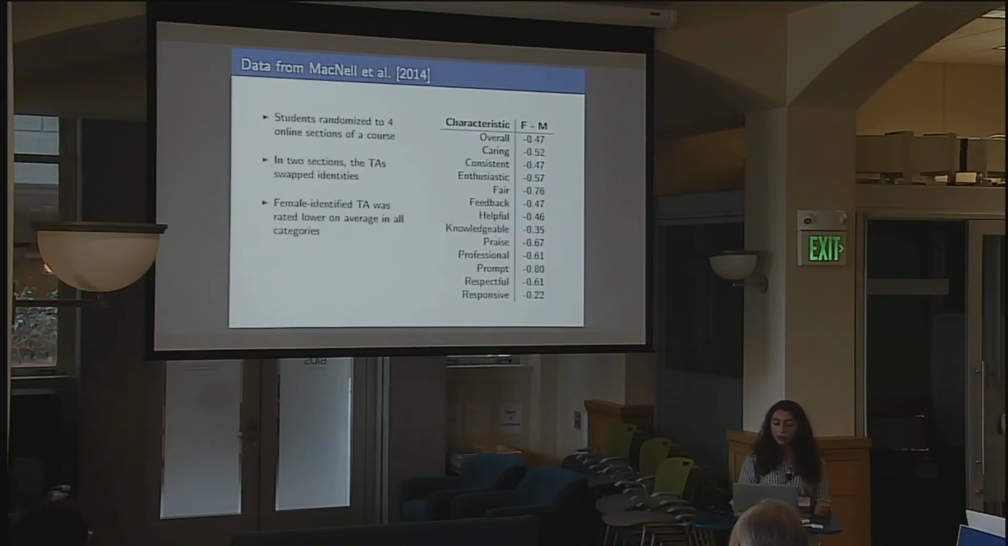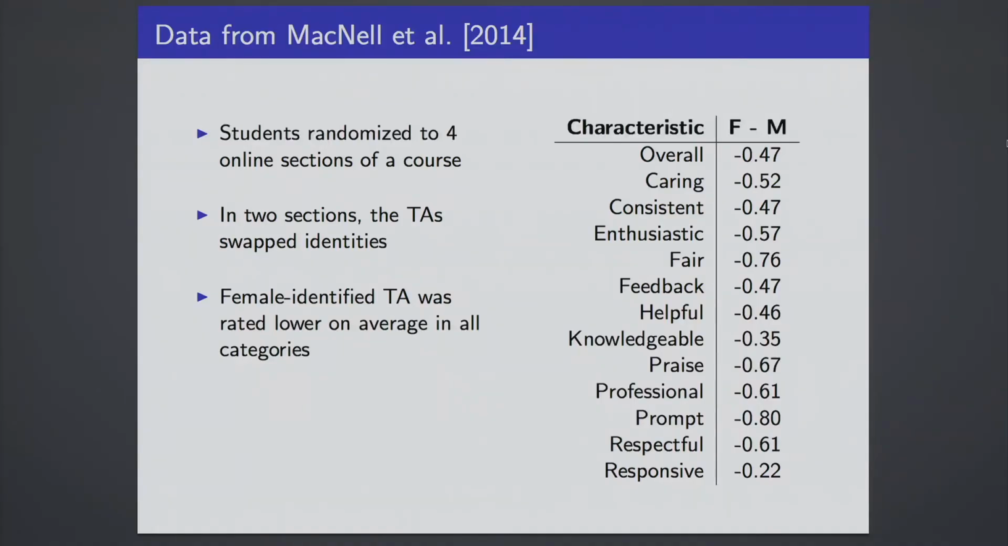The US data was actually a randomized experiment. It was an online course with 4 instruction sections and 2 TAs, 1 male, 1 female. And in one of their sections, the TA swapped identities with the other instructor. So the students didn't know the true gender of their instructor. And we compared the ratings of the female identified against the male identified instructors. And across the board, the ratings were significantly higher for the male identified instructor, even on things that ought to be objective, like how promptly assignments were returned.